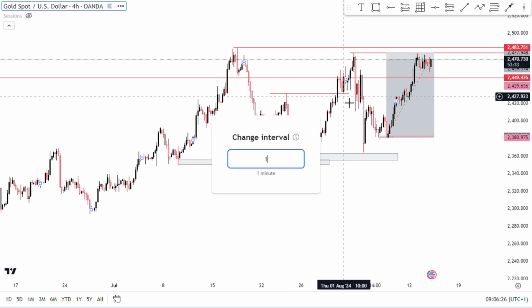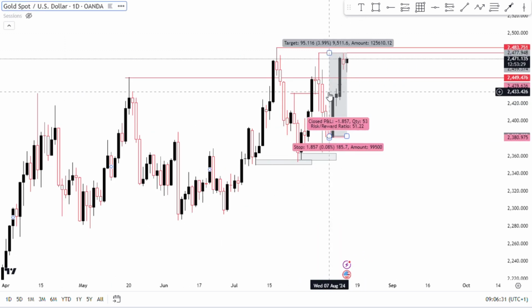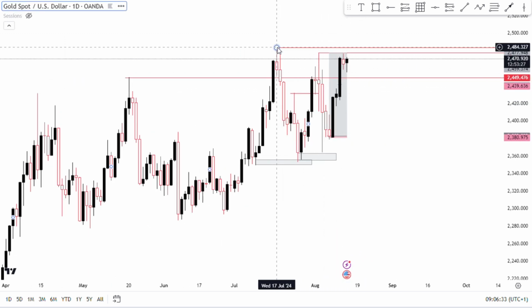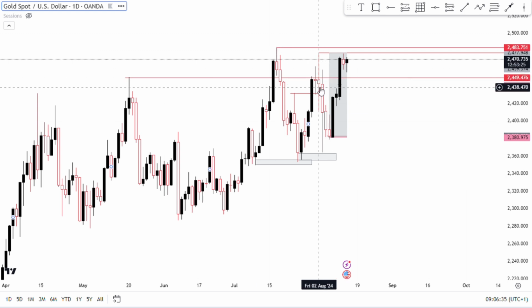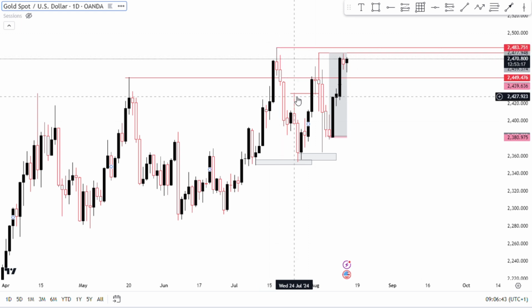Let me go to the daily time frame. I was expecting Thursday to end up in a bearish candle, and then Friday to take out this particular high. This was my expectation that okay, Thursday is going to end up in a bearish candle, then Friday is going to go above this particular high. So this was my expectation, but I ended up leaving the market right here.